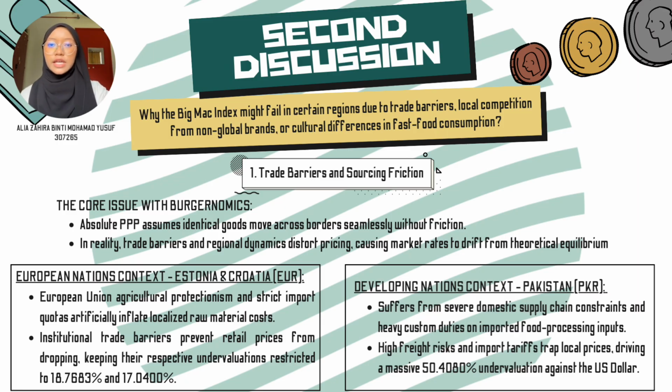So for trade barriers and sourcing friction, for European nations like Estonia and Croatia, European Union agricultural protectionism and strict import quotas artificially inflate localized raw material costs. In contrast, developing nations like Pakistan suffer from severe domestic supply chain constraints and heavy customs duties on imported food processing inputs. So, high freight risk and import tariffs trap local prices, driving a massive 50.41% undervaluation against the US dollar.